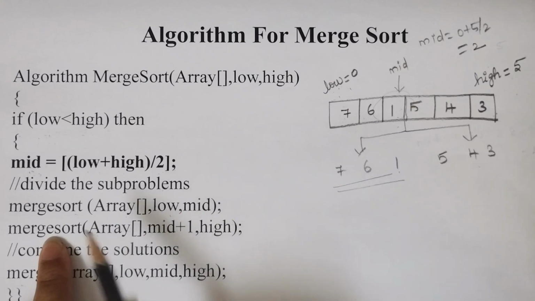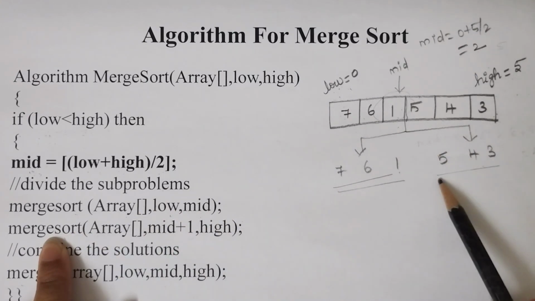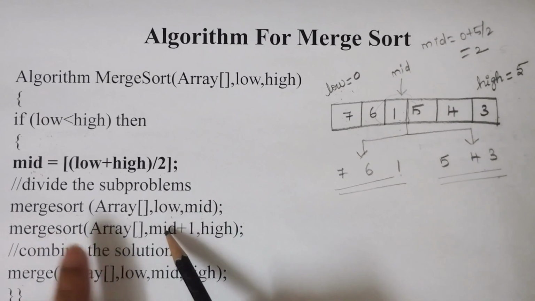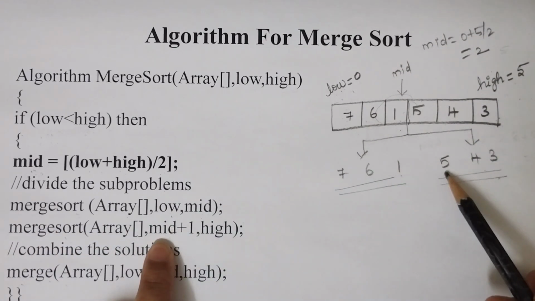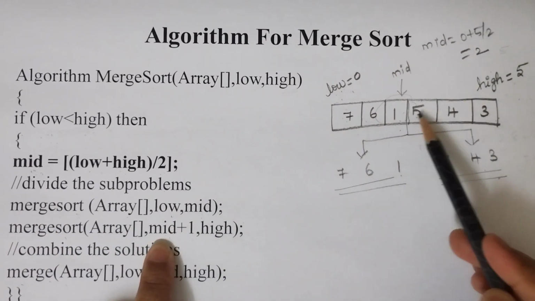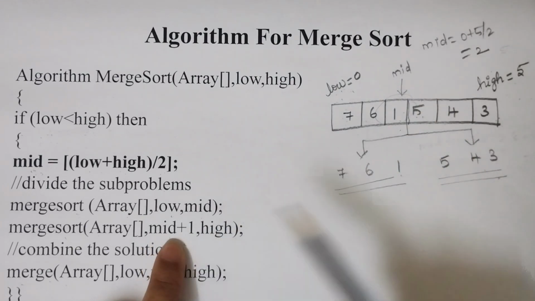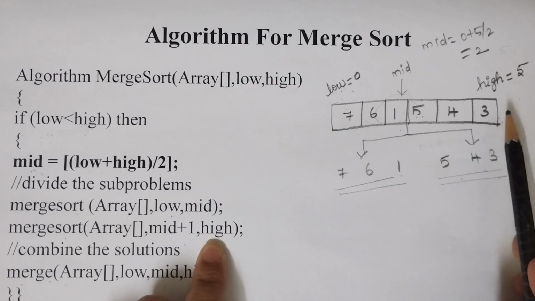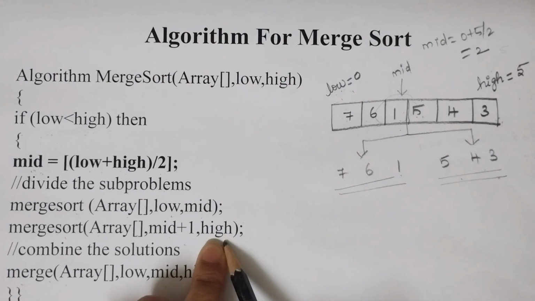And coming to the next recursive call, which is at the right hand side. In this, what is my low value? Low value is mid plus 1, which is 5, right? So mid plus 1 is my low value in this array. And what is the high value? High value remains the same. So high, I am taking it as high only.